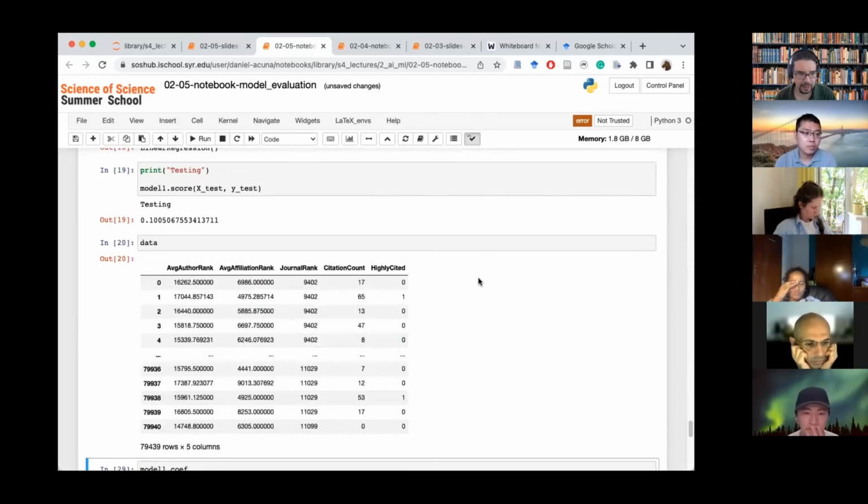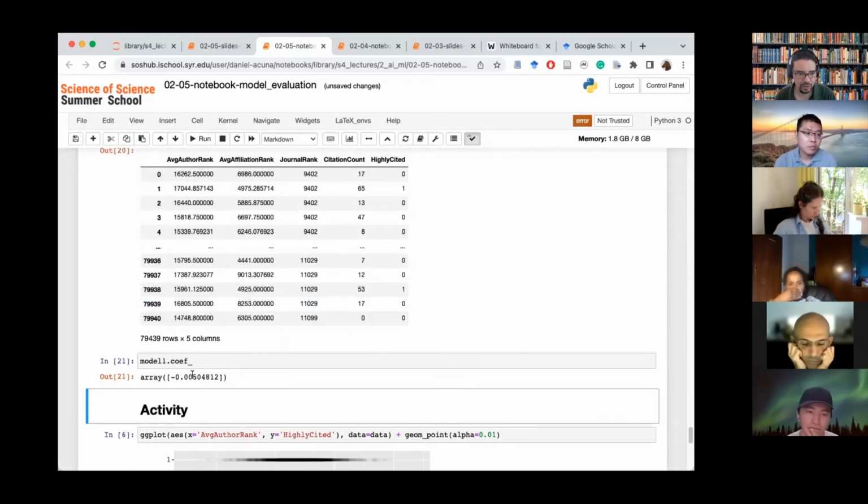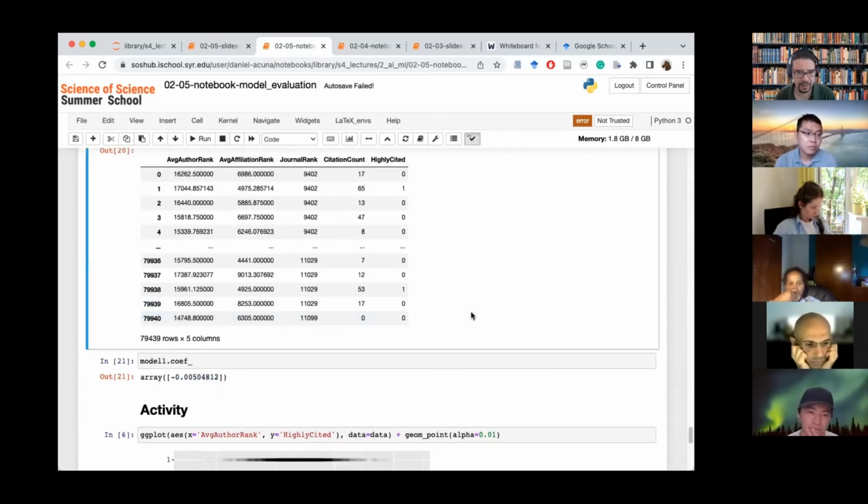Okay, so I have that. And these are the coefficients, but for model 1, I really use only one feature. So it's the same that was before.